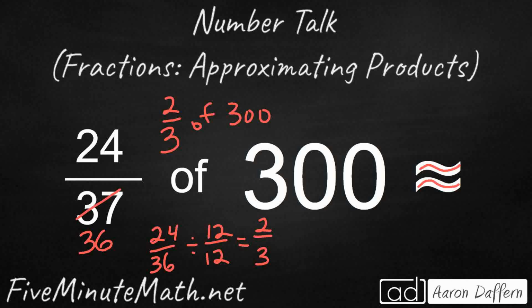Now, of means multiply, right? Okay, so I'm going to multiply these two. And if I wanted to multiply, right, we need to make it 300 over 1, because that's what that means. It's 300 ones, 300 wholes. And now I can multiply straight across. 2 times 300 will just double 300. You have 600.